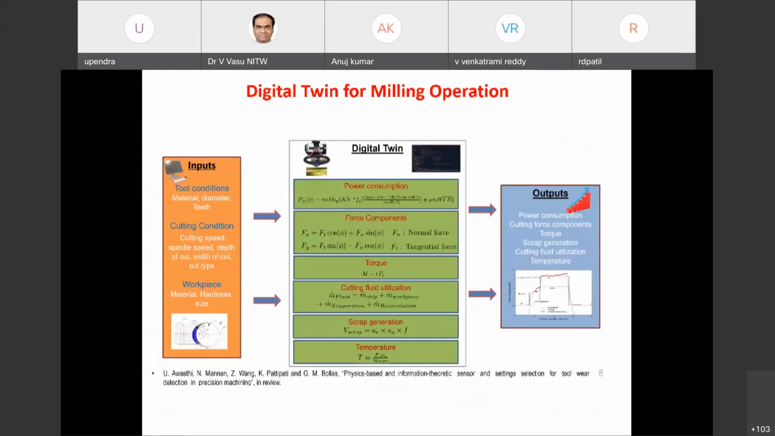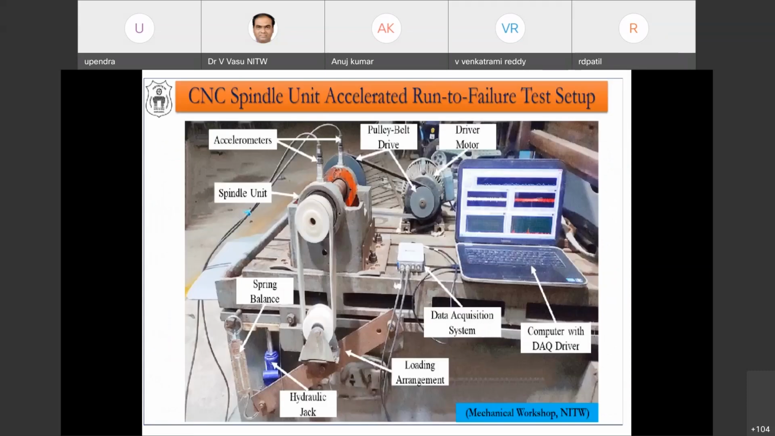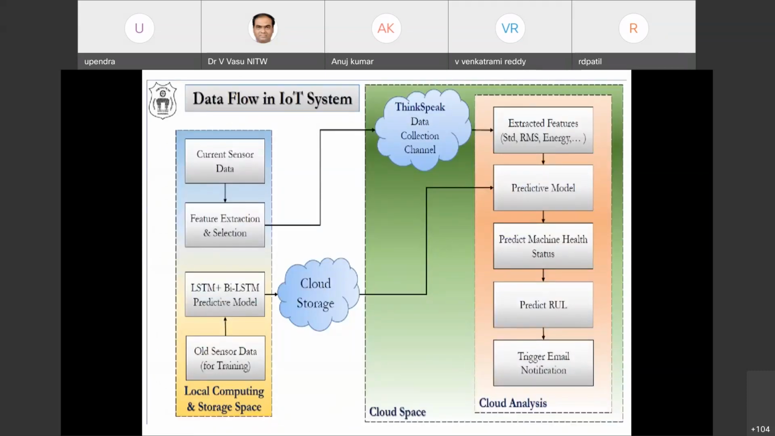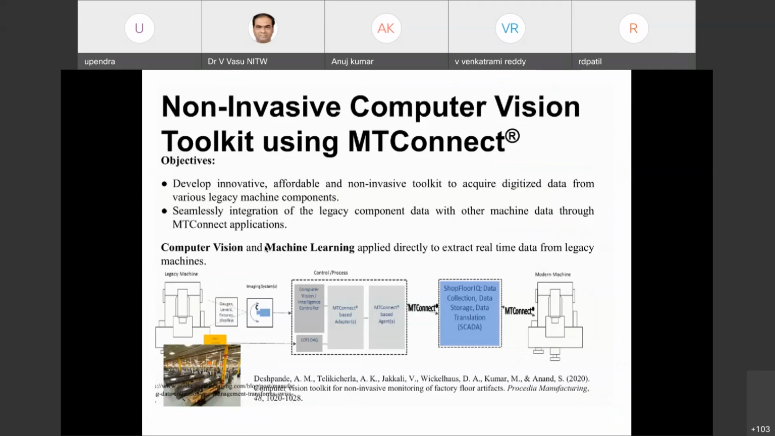So the prediction of the machine we can do, and we have developed a digital twin of that particular milling machine. He has made this machine tool, and the predictive maintenance is done by using deep learning algorithms, and that is sent to a cloud-based system, and from that data analysis, you can get the alert that is coming.